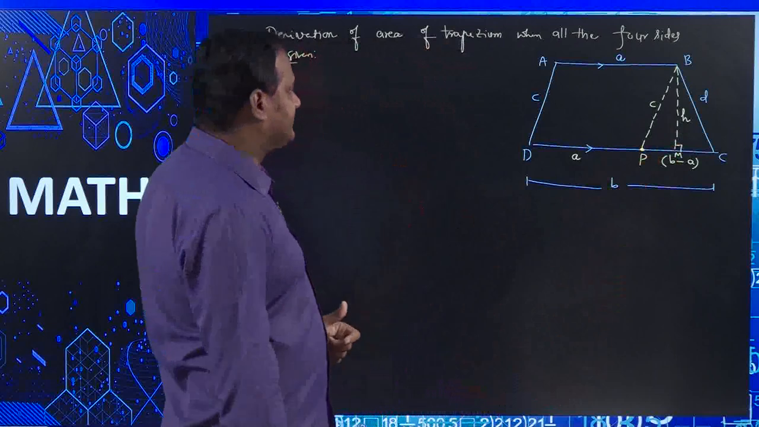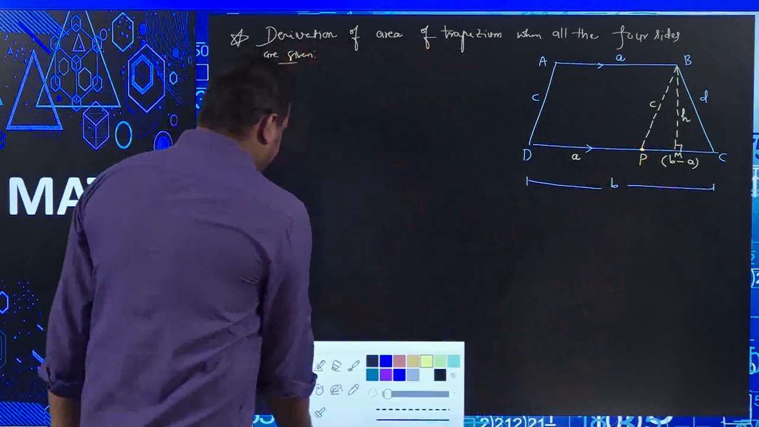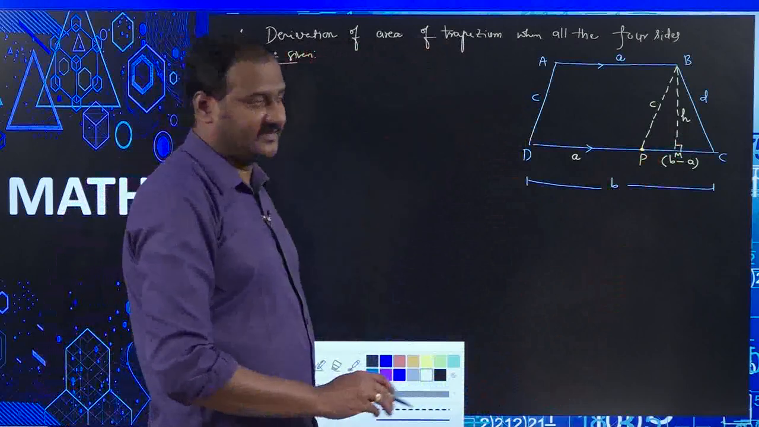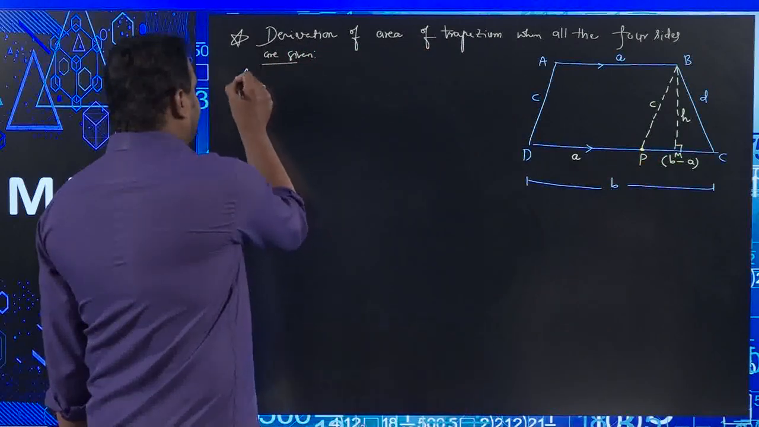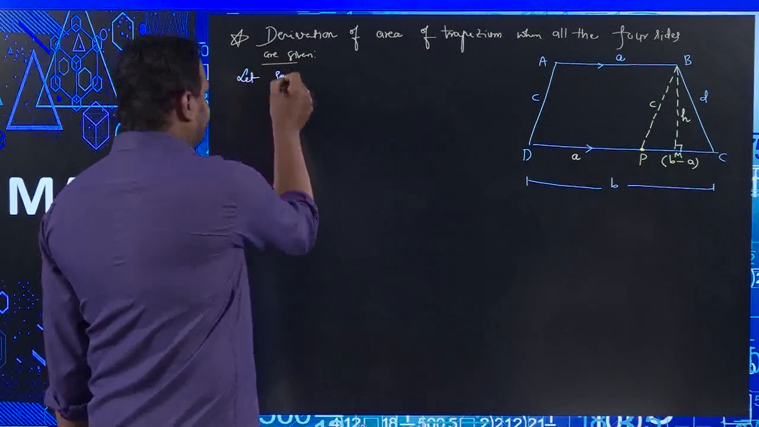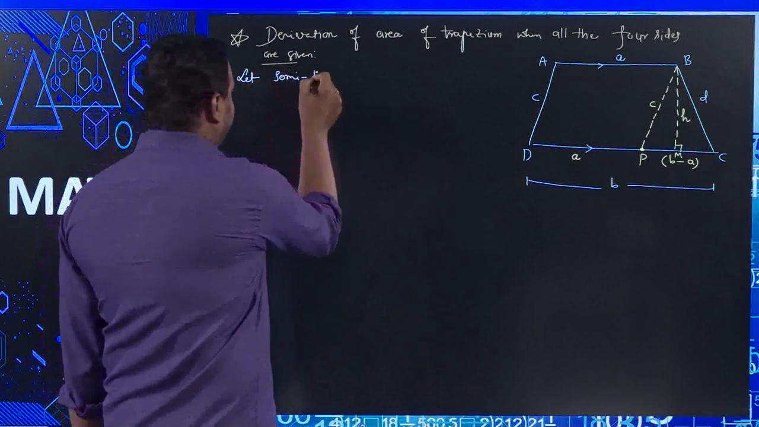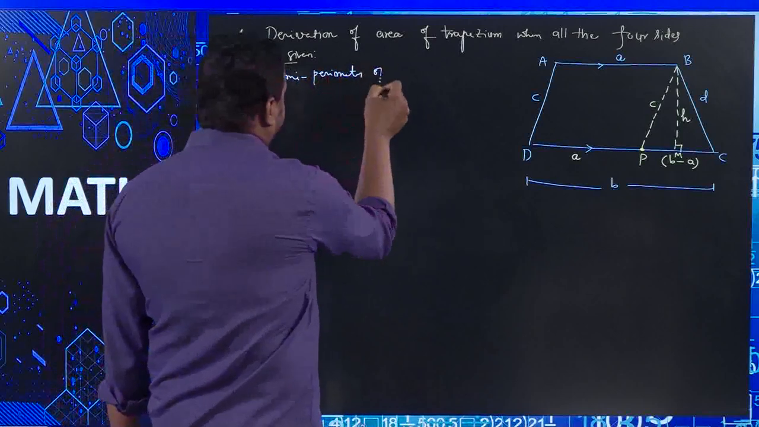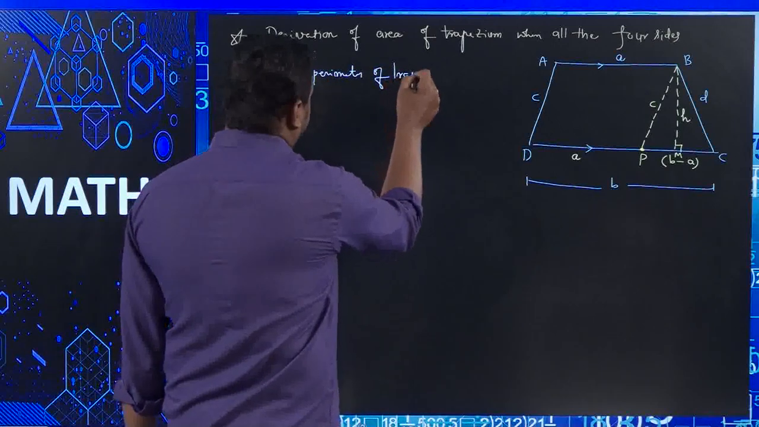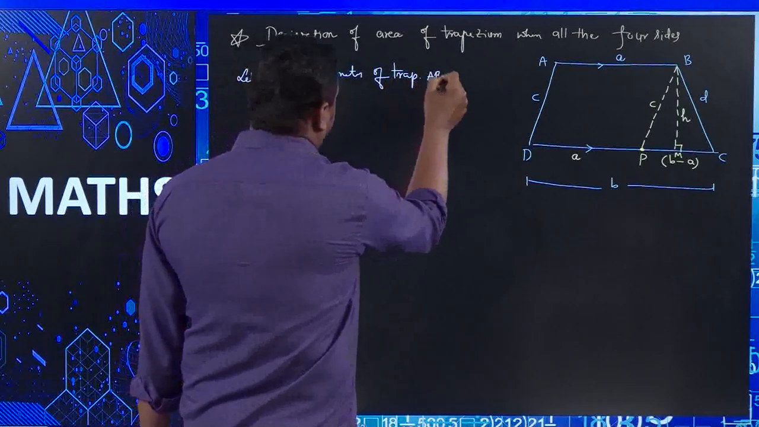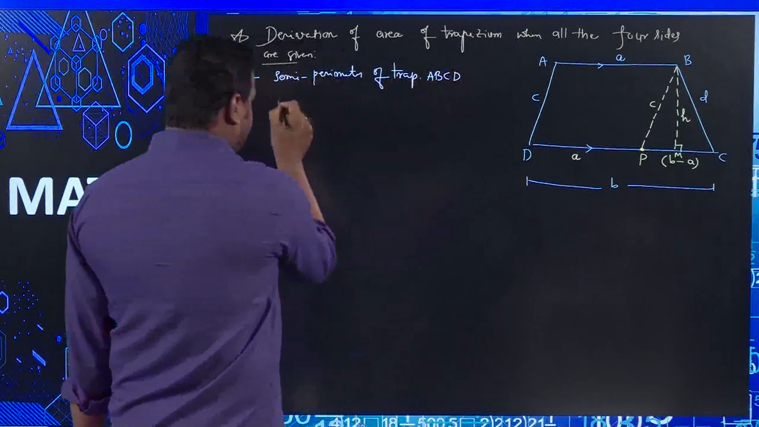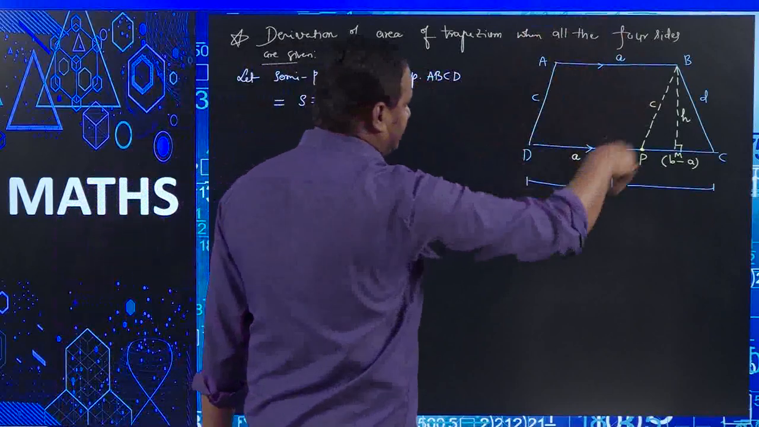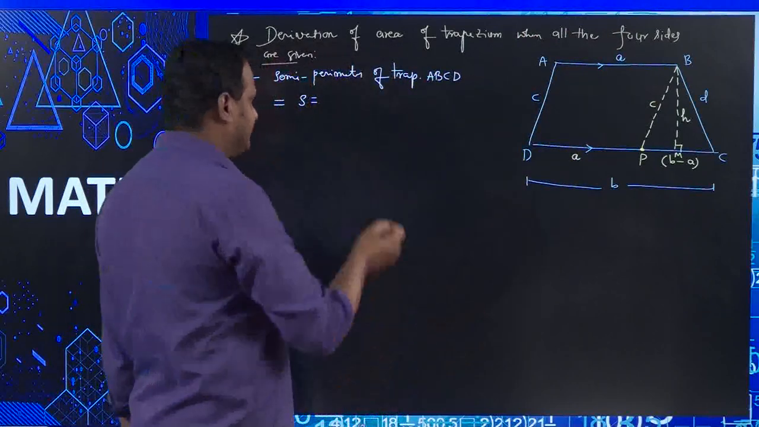And before that, I will confirm one thing, that is the semi-perimeter of the trapezium. Okay? So let the semi-perimeter of trapezium ABCD be S is equal to, semi-perimeter means sum of all the lengths divided by 2 would be the semi-perimeter.